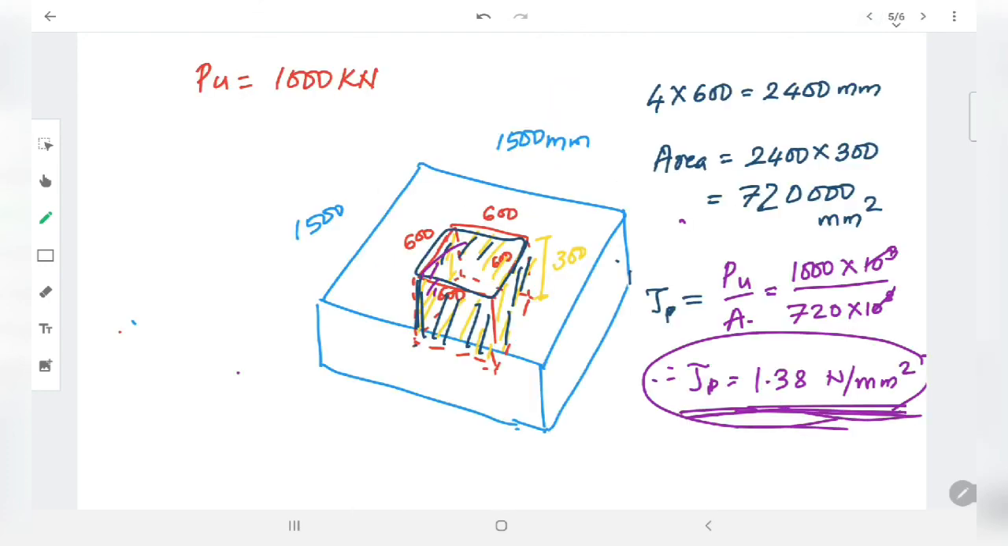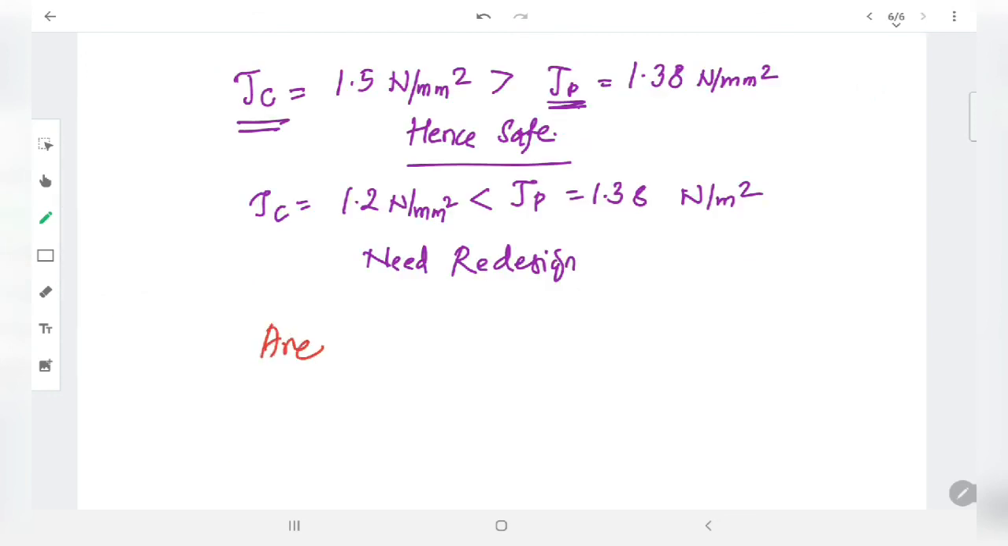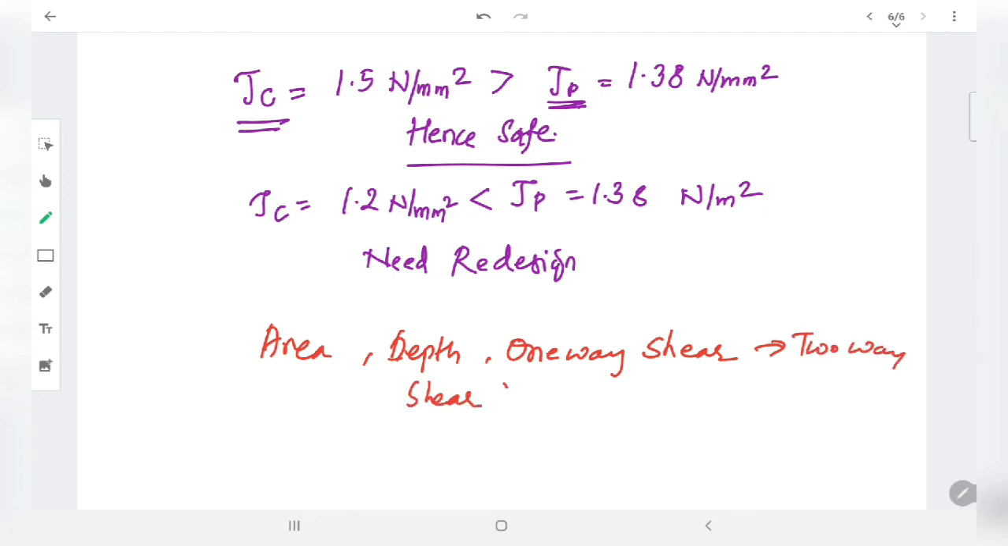One thing you should keep in mind: whenever you design a footing, only the area of the footing, depth of the footing and the check for one-way shear is not sufficient. You need to go for the two-way shear or punching shear check to be done. Many designers, or people who practice or who are learning, may commit a mistake.